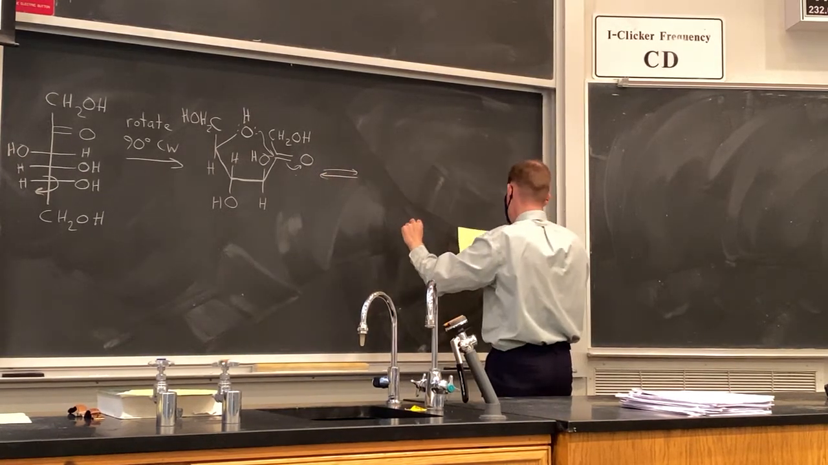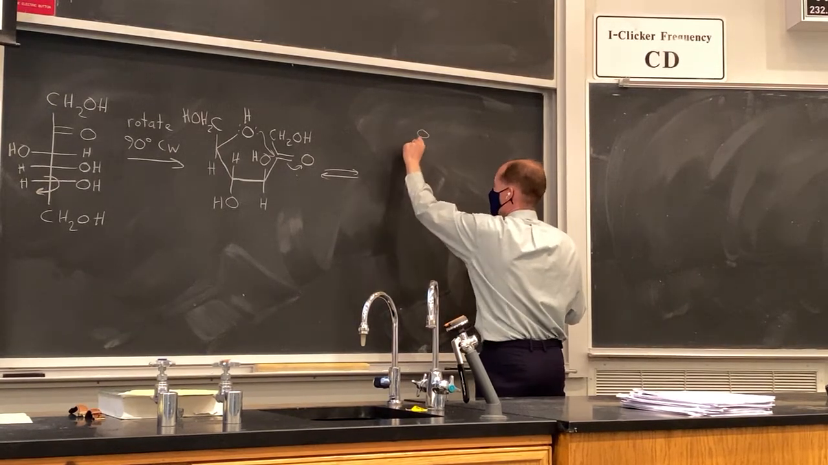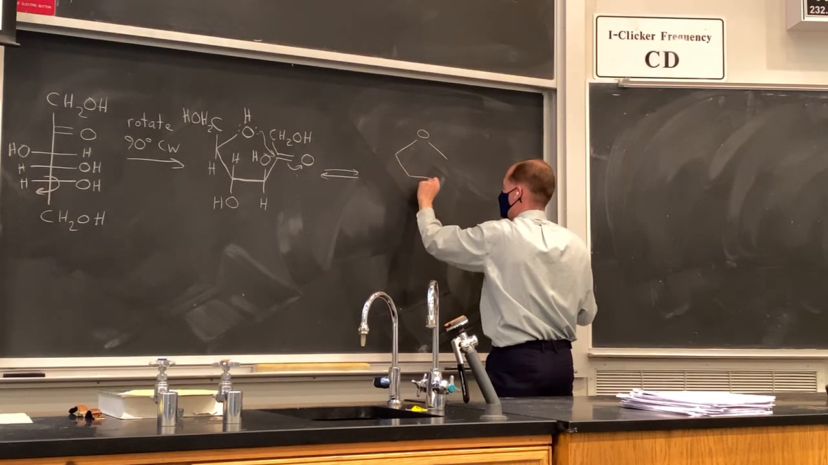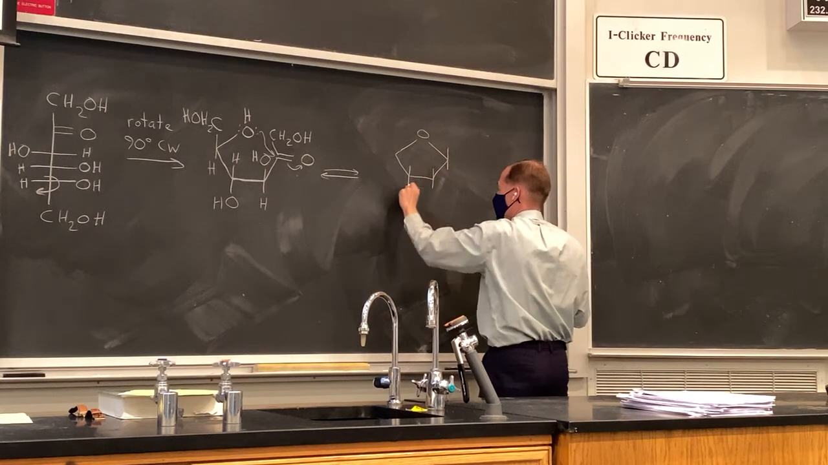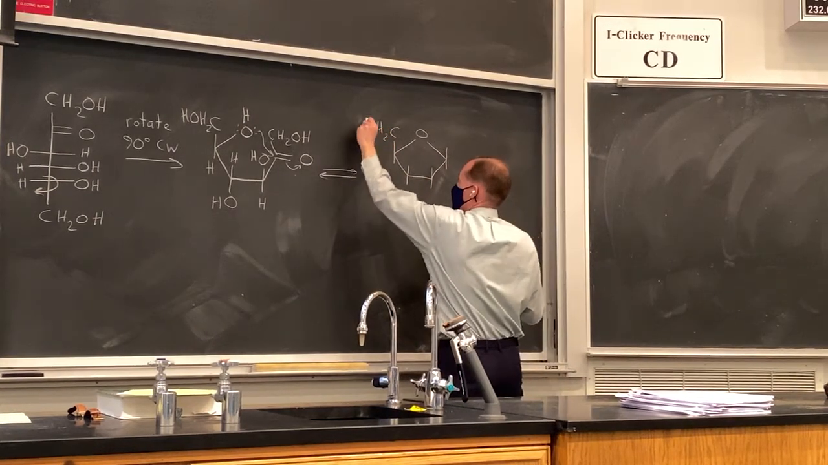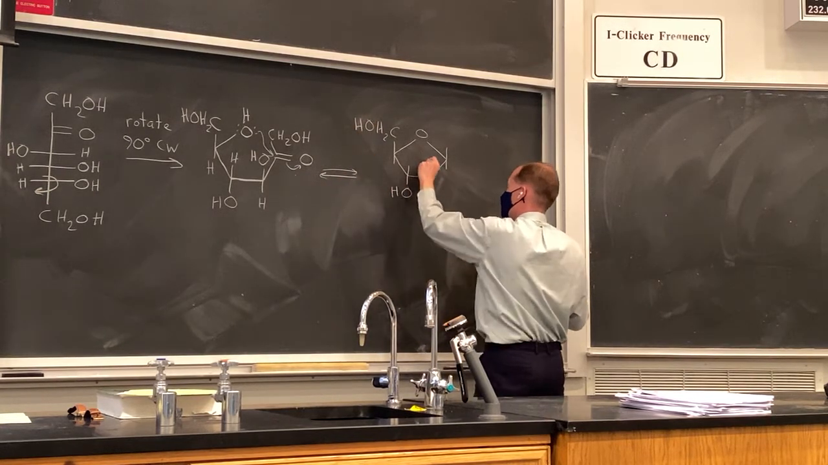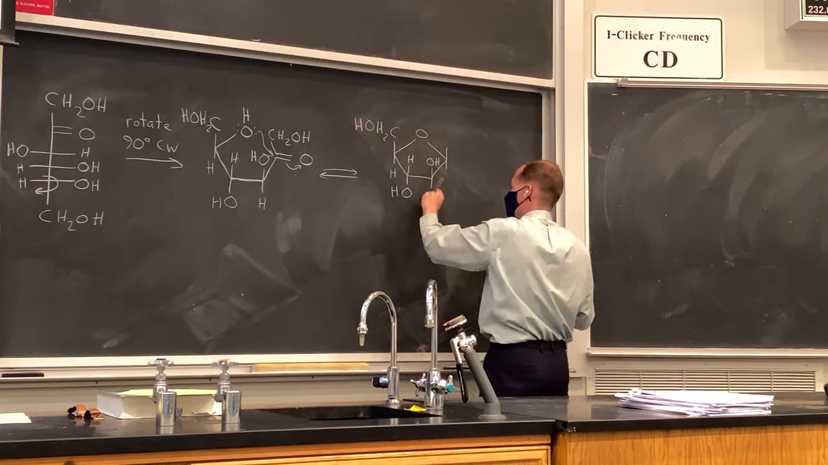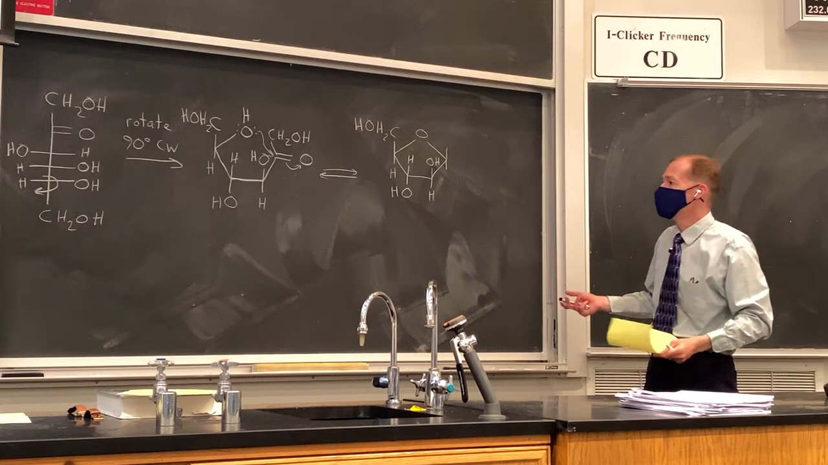We're going to end up with a mixture of anomers. We'll draw one up here. So we're forming a 5-membered ring. We're going to draw it like this with the oxygen in the back in the Haworth projection. We keep our OH groups like this. Okay, so now we're going to draw the anomeric carbon.